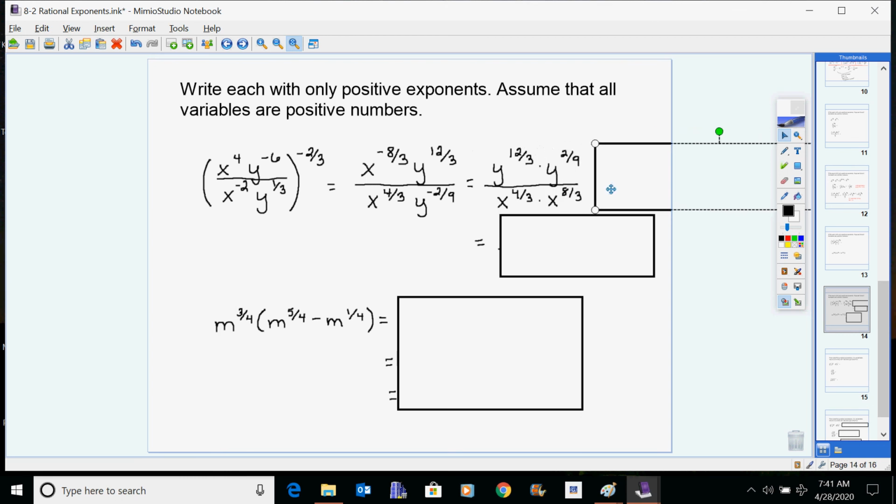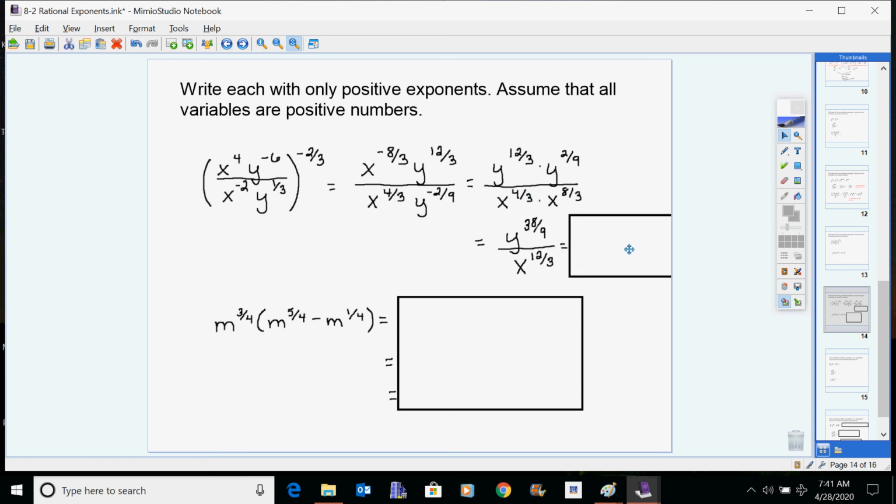Okay, so 12/3 I still kept. I didn't reduce it yet. 2/9 has to come up because it's a negative exponent, it becomes positive when it jumps the fraction bar. 4/3 stays here. 8/3 to make it positive comes down. All right, this is the part you might have to go back over a couple times. Now I can add my exponents, okay, in order to make that happen.